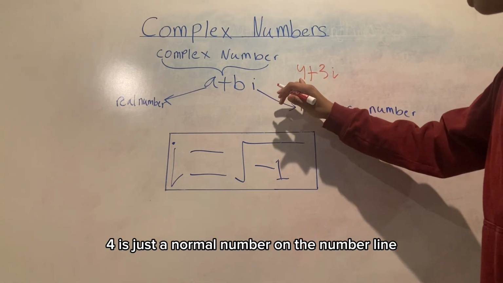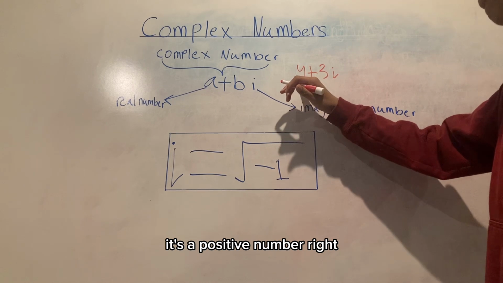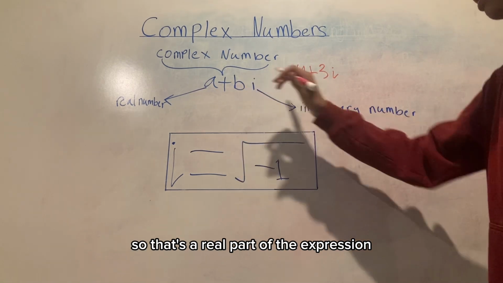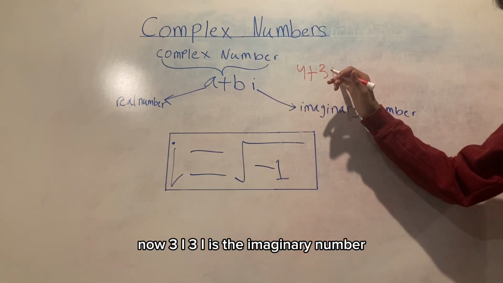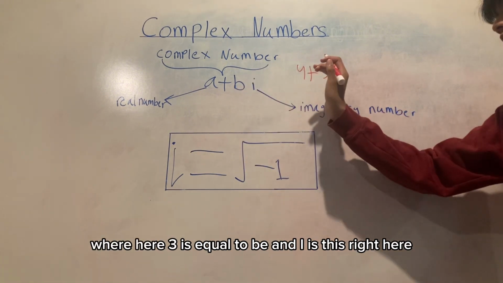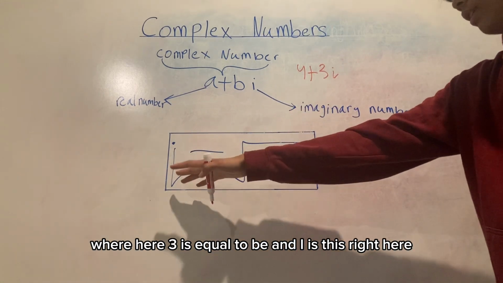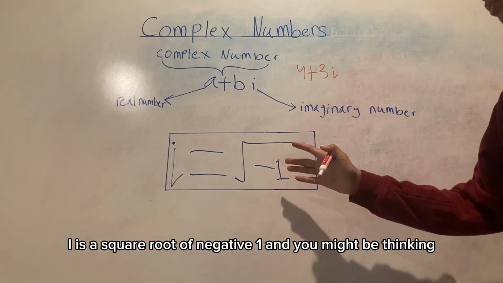4 is just a normal number on the number line. It's a positive number, right? So that's the real part of the expression. Now 3i. 3i is the imaginary part, as you can see here, where 3 is equal to b. And i is this right here. i is the square root of -1.